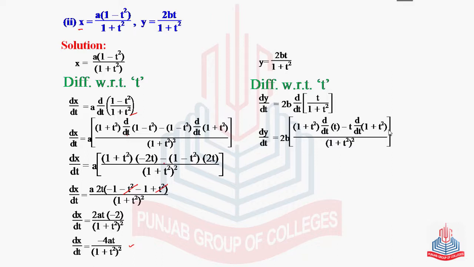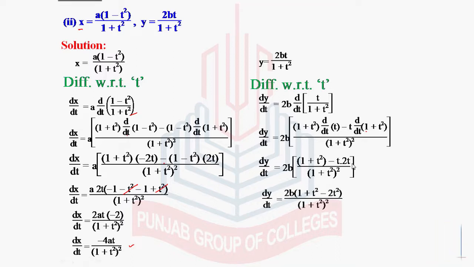So applying the derivative, 1 plus t square will be as it is, and the derivative of t will be 1, minus this t will be as it is, and the derivative of 1 plus t square: 1 is the constant term, so the derivative will be 0, and t square will become 2 into t by applying the derivative. So now simplifying this portion, that will become 2b into (1 plus t square minus 2 into t square), and that is 2b into (1 minus t square), because t square minus 2t square will become minus t square, and this denominator will be as it is, (1 plus t square) whole square.